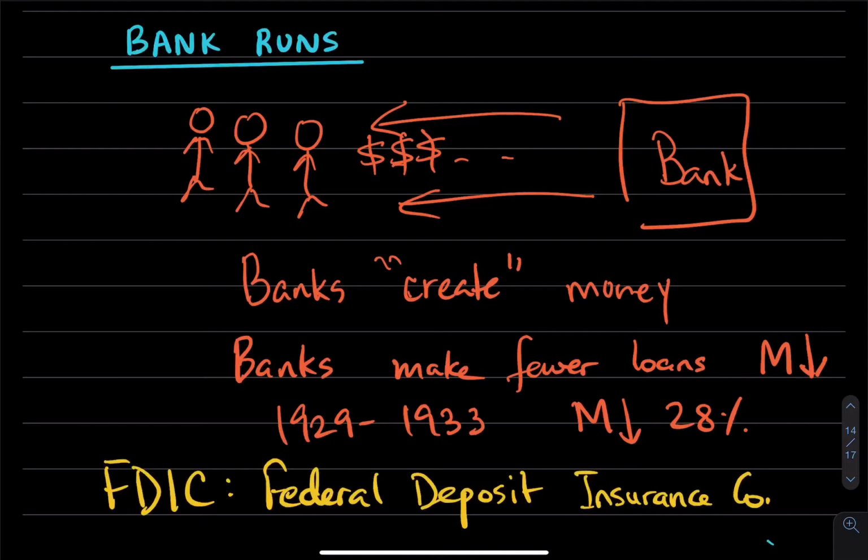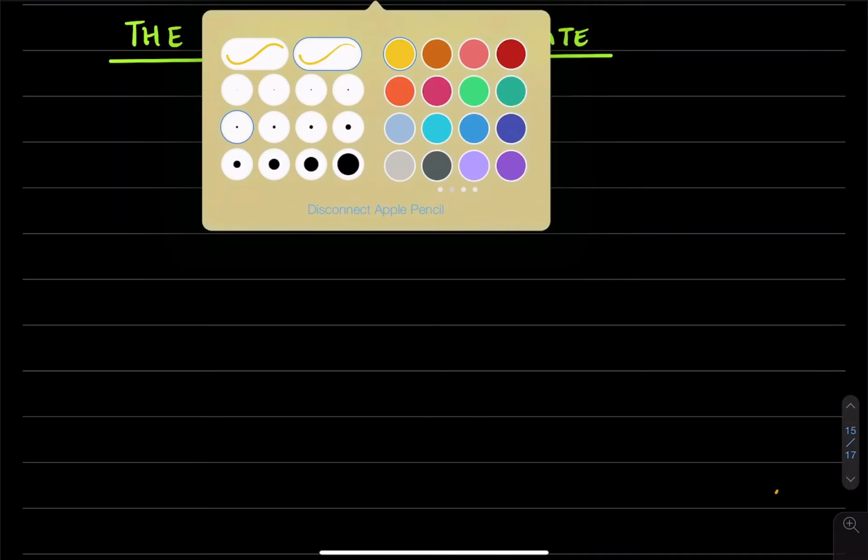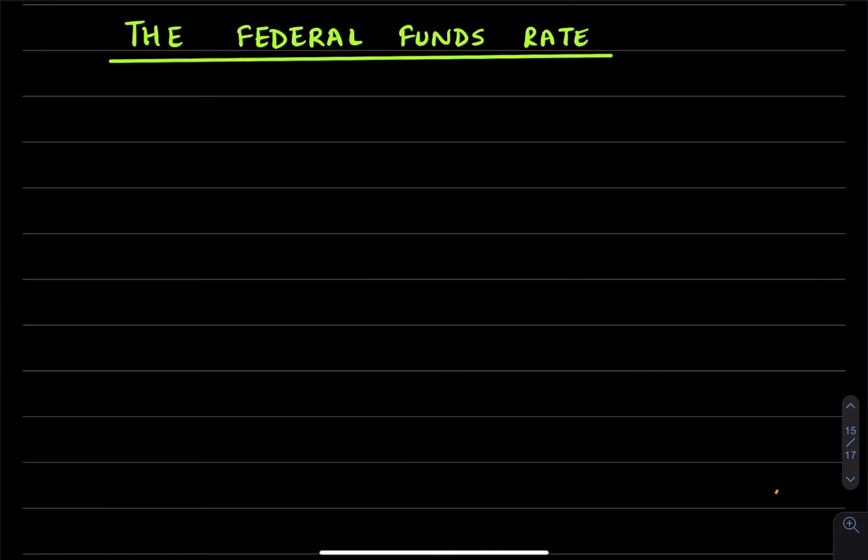The next thing we're going to talk about is the federal funds rate, and this is something that is talked about a lot in the news, and this is a very important interest rate that governs how other interest rates move in the short run and the long run.